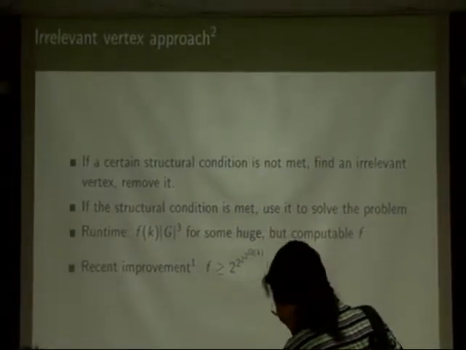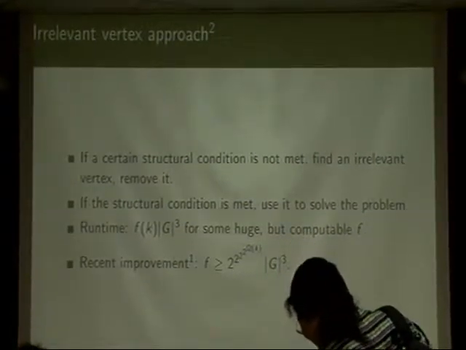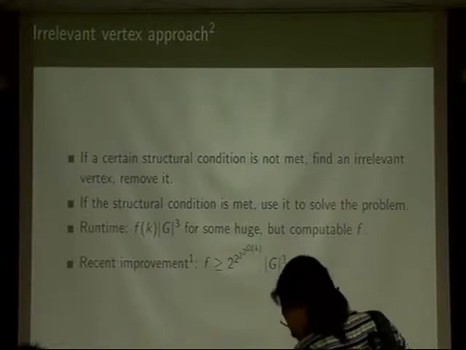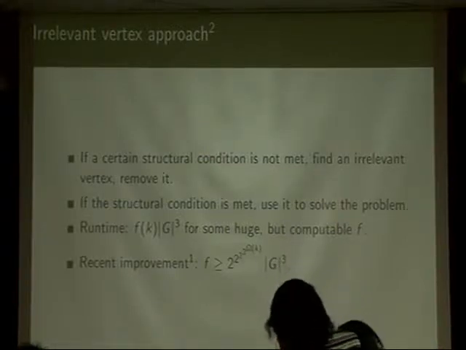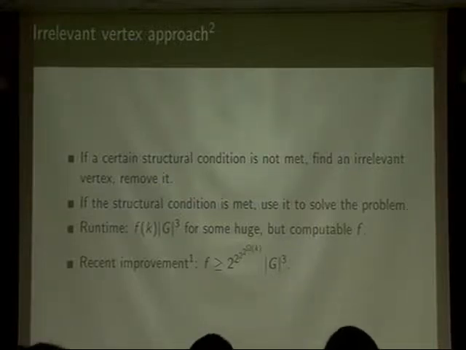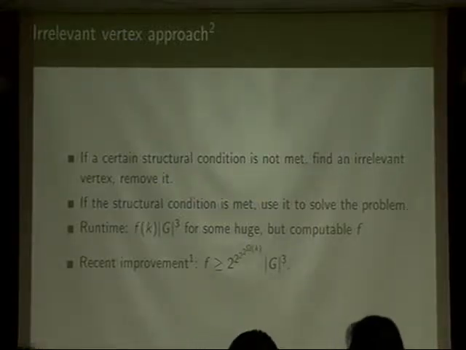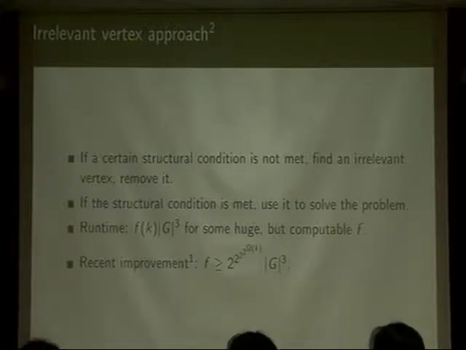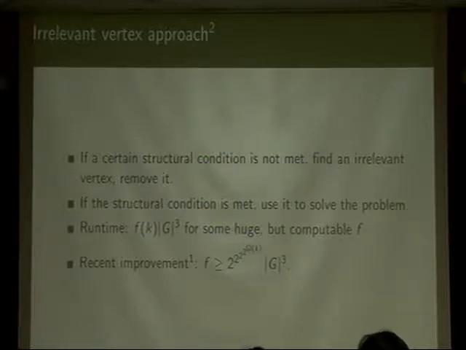Basically, this approach was first pioneered by Robertson and Seymour in 1995. It goes like this. We look at the graph. If a certain structural condition of the graph, typically something like low treewidth, is met, we can solve the problem. If it is not met, we find a so-called irrelevant vertex in the graph. Irrelevant vertex means the problem has a solution on the original graph exactly if it has a solution on the graph with this one vertex removed.